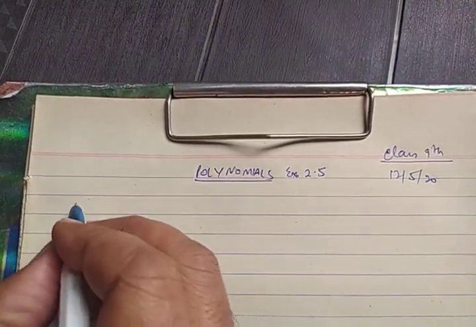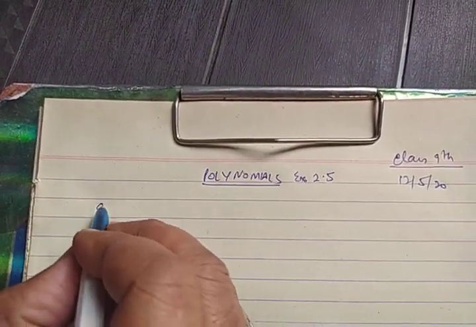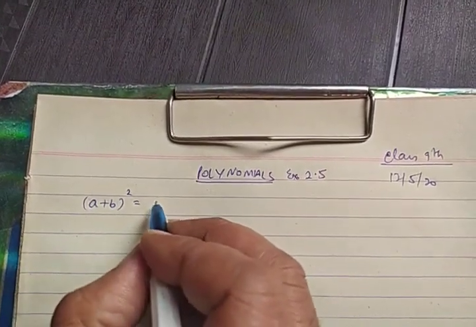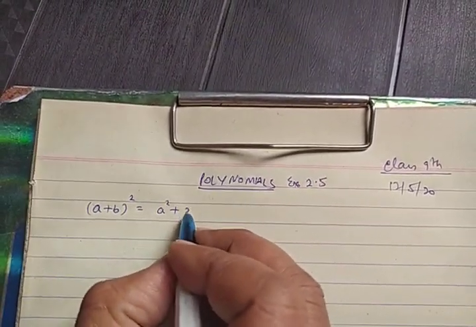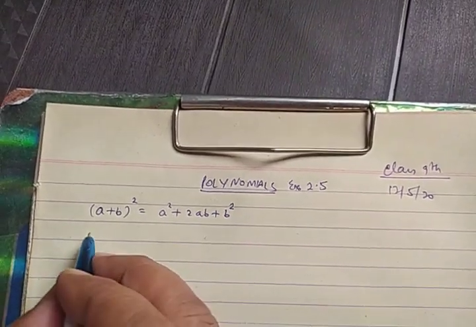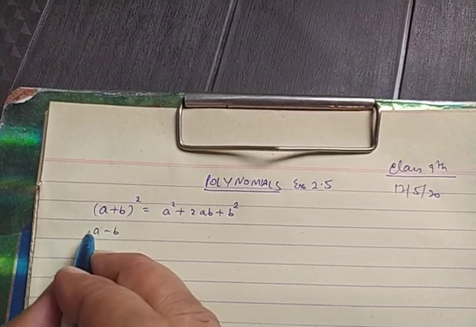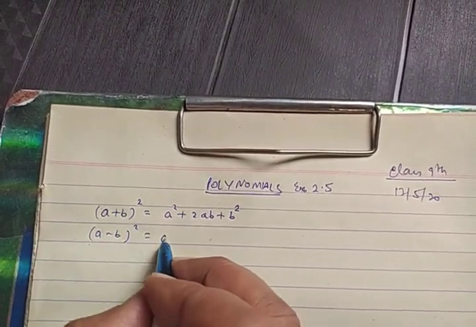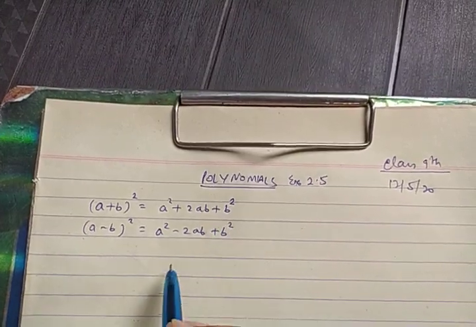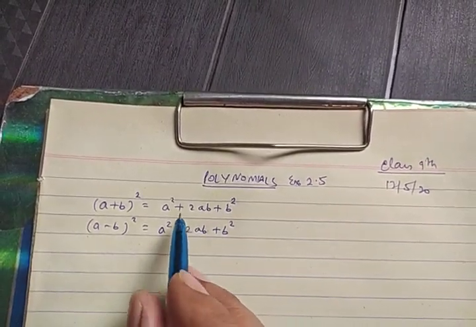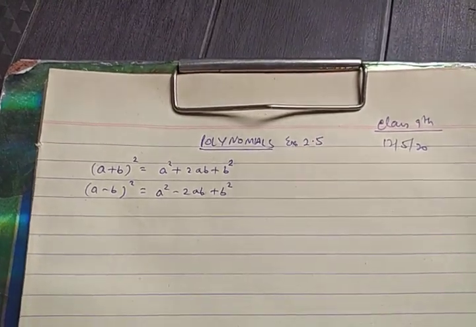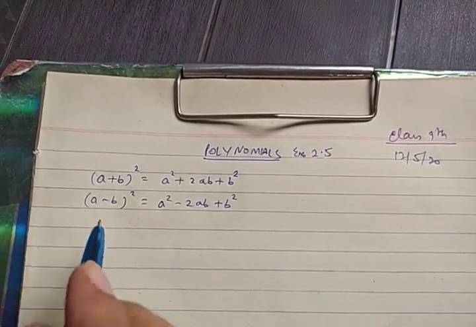First formula is (a plus b) whole square. Formula is a square plus 2ab plus b square. Next is (a minus b) whole square: a square minus 2ab plus b square. These formulas, whatever I am writing, you would have read in your previous classes. Some of the formulas, not all.